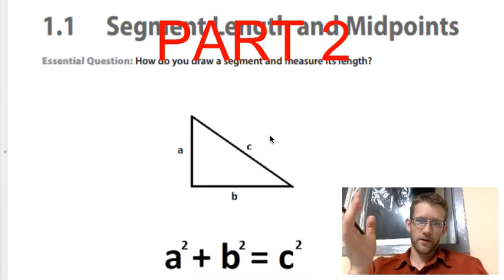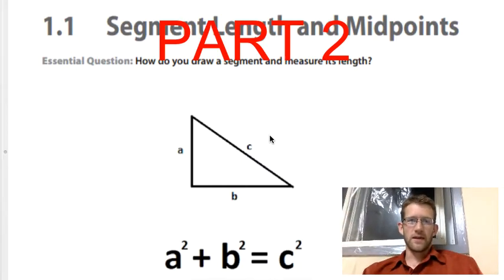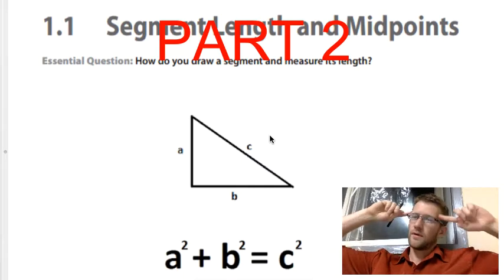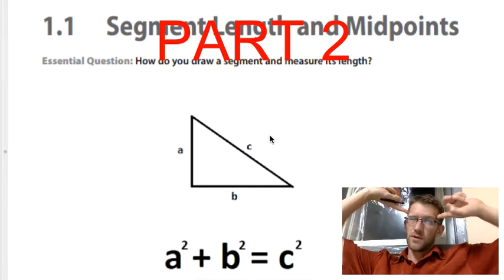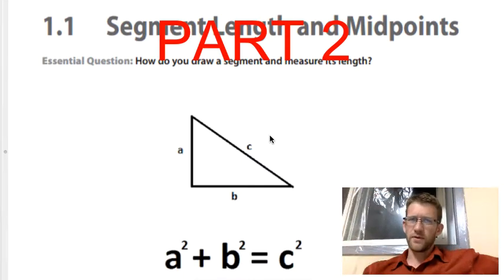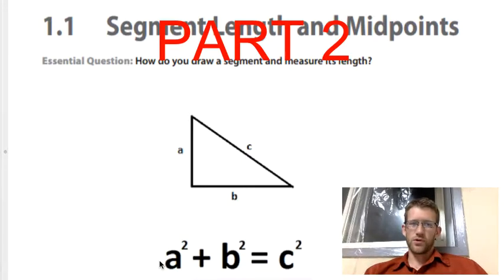Here for the second part of the first lesson. If you can think back to your pre-algebra or algebra class, definitely algebra, I think you would have used this. You should recognize this thing. It should look pretty familiar to you.